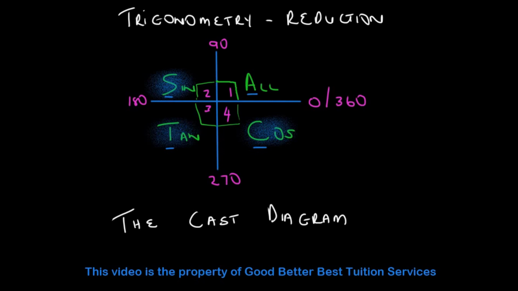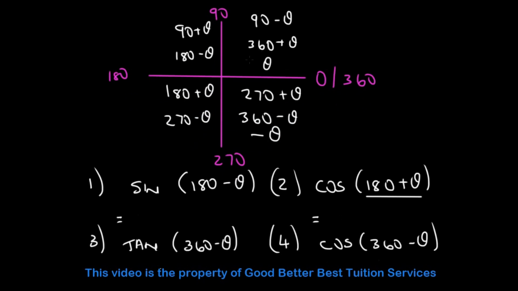How do we apply that? Let's have a look. So we refer to the first quadrant as 90 minus theta, 360 plus theta, or just theta. The second quadrant we refer to as 90 plus theta, 180 minus theta. The third quadrant is 180 plus theta or 270 minus theta. And the last quadrant, the fourth quadrant, is 270 plus theta, 360 minus theta, or just negative theta.